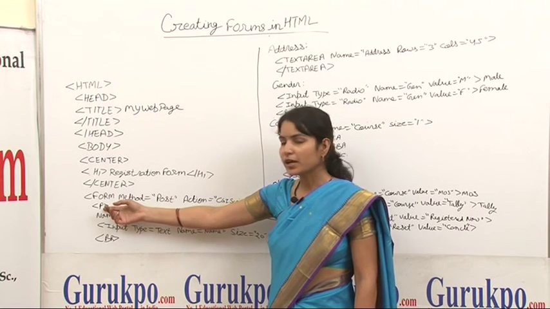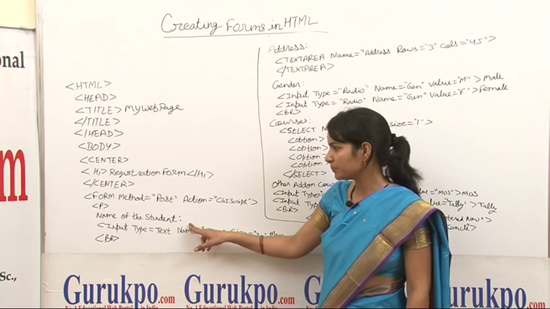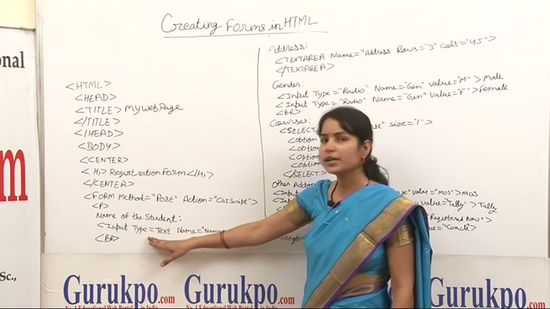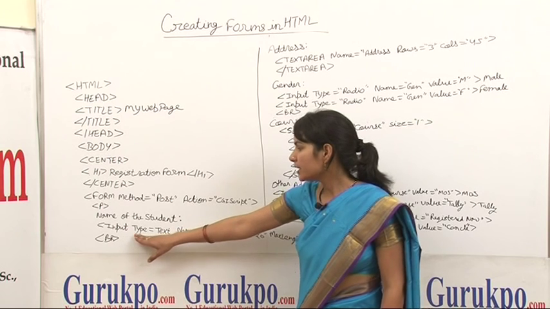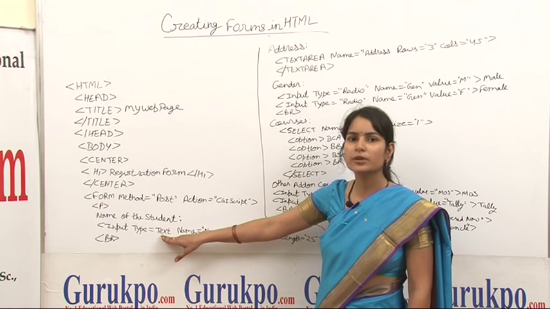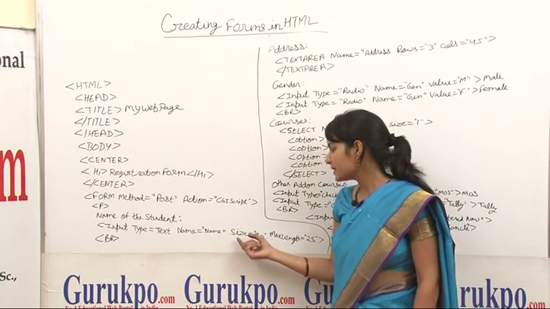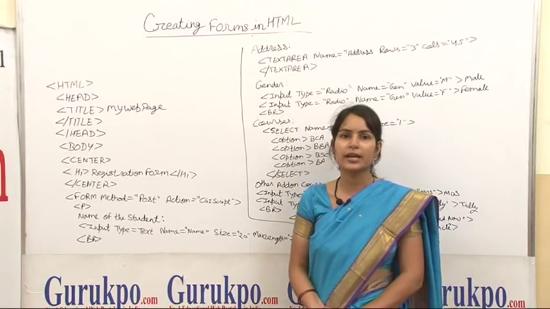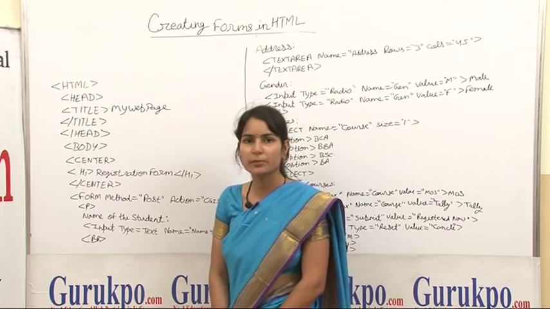Now we start a paragraph tag. In the paragraph tag we display the text "name of the student". To take the input value from the user, we create a text box using the input tag. In the type attribute we define text, which means for taking the input we are going to create a text box. The name of this text box is name and the size of this text box is 20. The maximum limit is 25 for entering characters in this text box. Now the BR tag is used to break the line.